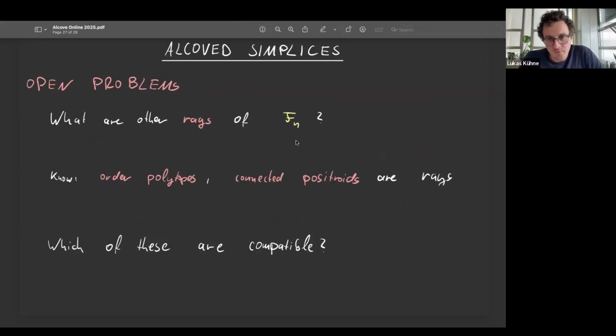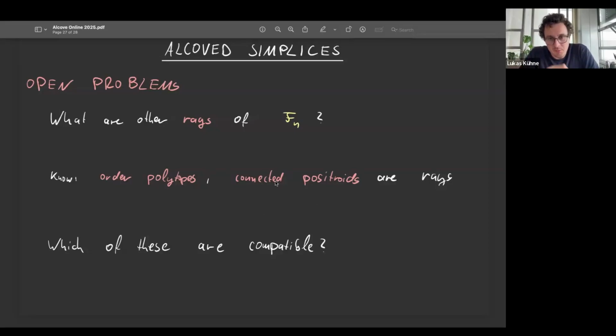I know two more classes of examples. I know that order polytopes and connected positroids are rays. I told you positroids are alcoved polytopes. They are not all rays, but the connected ones are rays. Rays are those polytopes which you cannot write as Minkowski sums of smaller polytopes, so they're Minkowski indecomposable, and order polytopes and connected positroids are of that type.